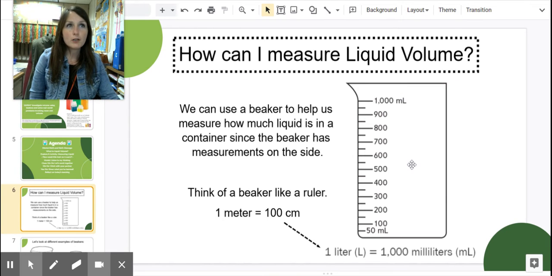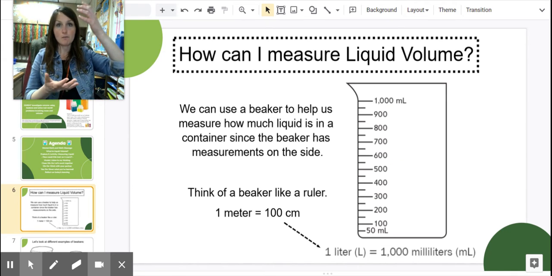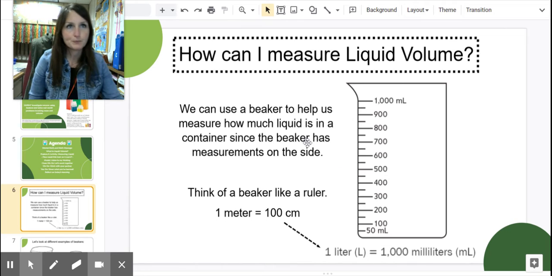We use beakers to help us measure how much liquid is in a container since the beaker has measurements on the side. You can see these are in milliliters. And it is 1 full liter, because 1 liter equals 1,000 milliliters. So milliliters have to be really small, and 1 liter is this. Think about a 2-liter bottle of pop, or soda. Those are 2 liters. So if you cut that in half, that would be about 1 liter.